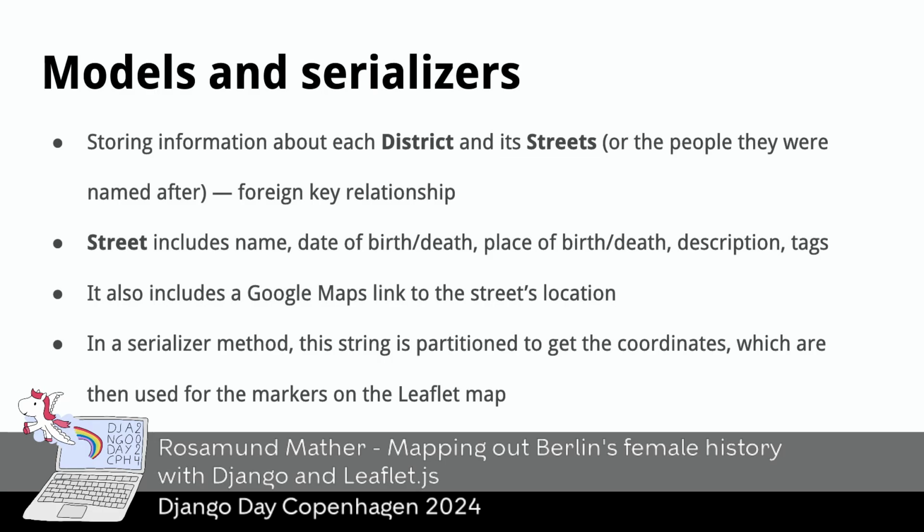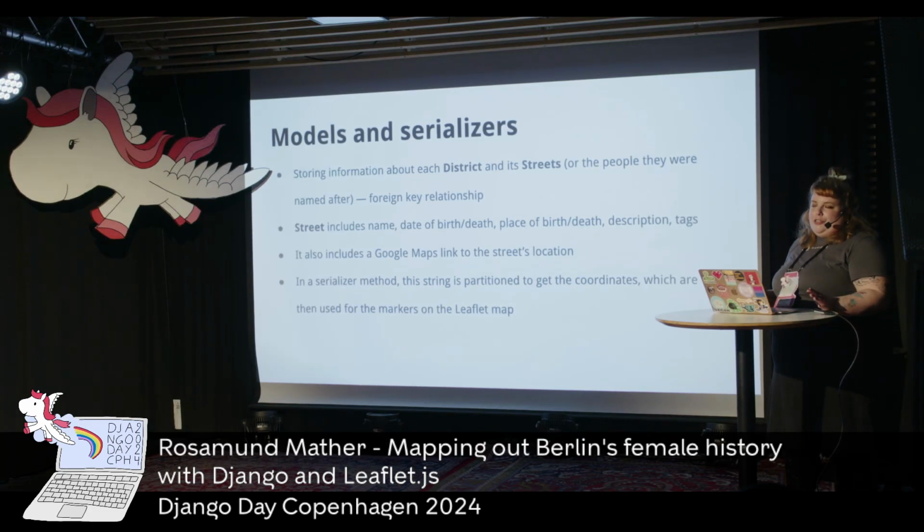And then with each street, you have the name, date of birth, death, place of birth, death, description, and some other stuff. So when we're talking street, we're talking not just, let's say, Rosa Luxemburg Straße. We're also talking about Rosa Luxemburg, the person. And one of the other things included in the street model is a Google Maps link to the street's location, which is actually not directly used in the application with Leaflet. It was more something during my information gathering process.